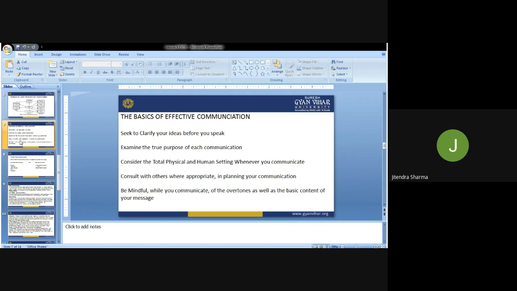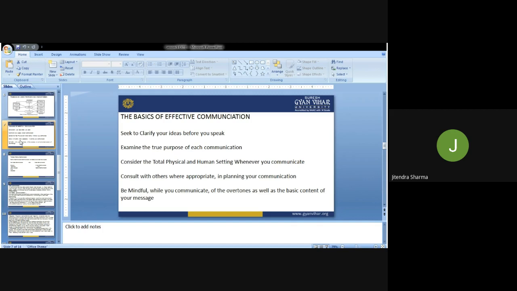Consult with others where appropriate in planning your communication. It is also very important that you take the opinion of experts. If you are passing on a communication which requires a competency you do not have, but you have to because of the responsibility in your hands, then you have to consult the experts on the content of that message which you have decided to pass on to the receivers, those who are part of the game. So consult with others where appropriate in planning your communication. These are the basics that improve the effectiveness of communication.